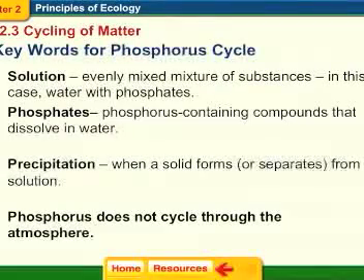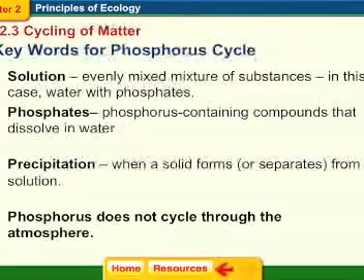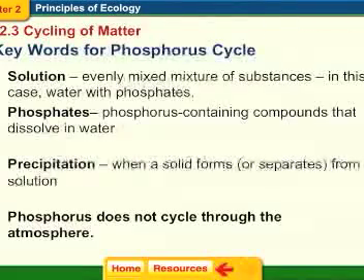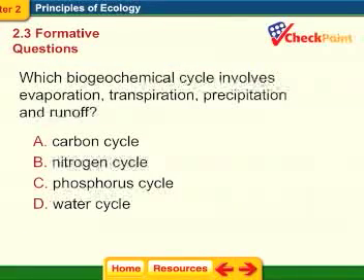We're not talking about the same precipitation as when things rain. Different meaning of the word, so be careful on that one. And phosphorus doesn't cycle through the atmosphere. I mentioned that before, so just something to keep in mind.